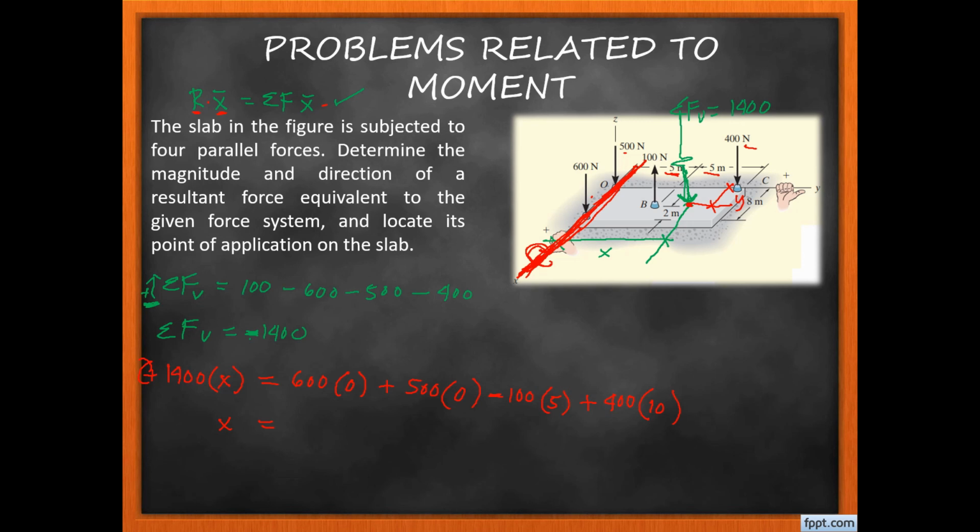Okay? So, yung value ng x natin is negative 100 times 5 plus 400 times 10. Okay? So, 1,400 divided by answer. So, divide by 1,400. So, meron tayong x is equals to 2.5 meter. Okay? Para doon naman sa y, i-set naman natin to as axis of rotation. So, dito tayo magkakaroon ng axis of rotation ng ating moment.